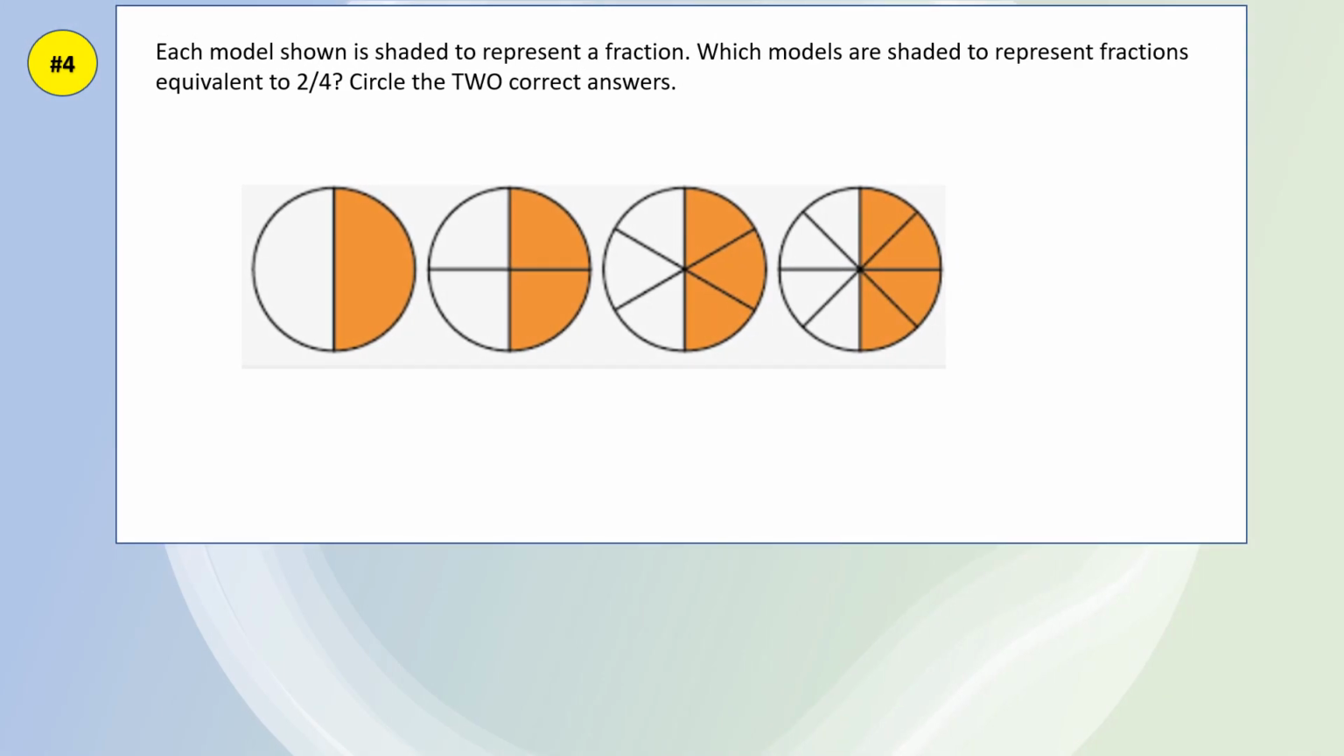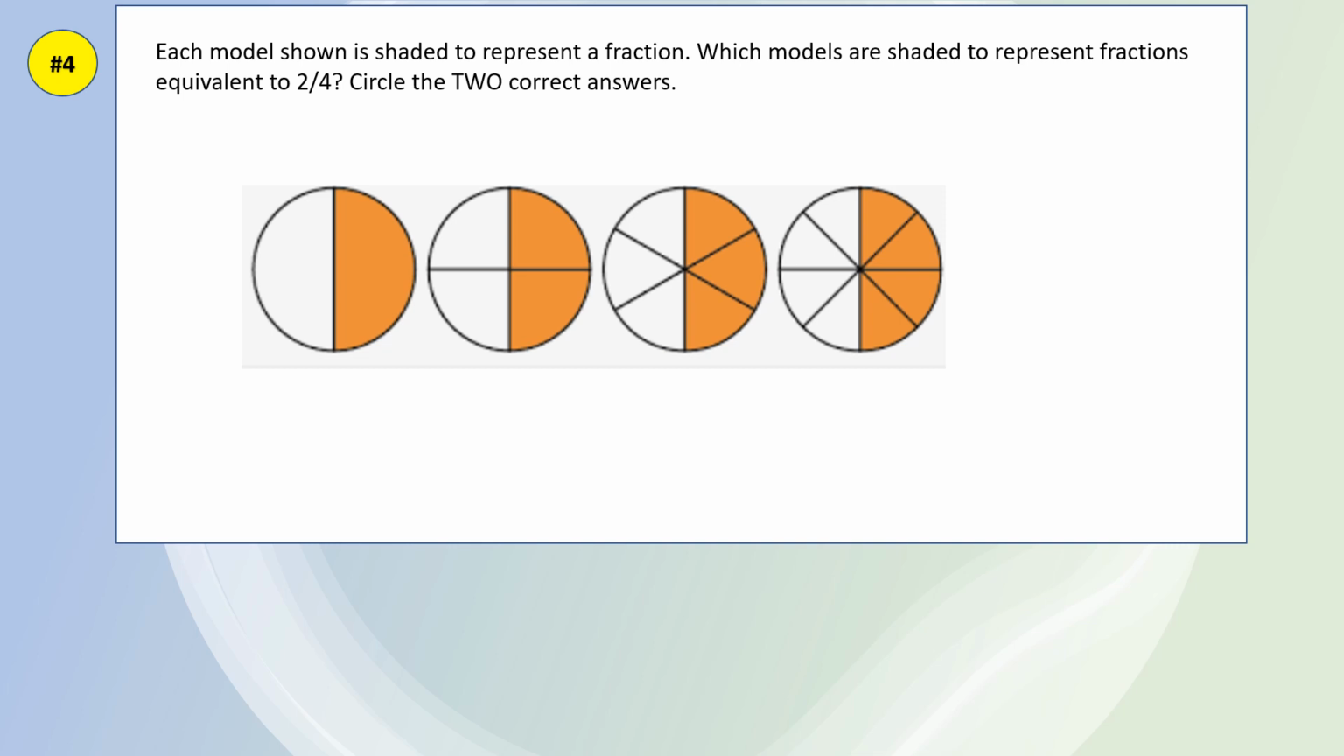Let's take a look at number 4. Number 4 says, each model shown is shaded to represent a fraction. Which models are shaded to represent fractions equivalent to 2/4? Now remember, equivalent means equal, okay? Circle the 2 correct answers. And be very careful because there will be quite a few questions on the STAR test that have more than one answer. Those are called multiple select questions. And it says circle the 2 correct answers. So there are 2 correct answers. And we have to make sure that it's equivalent or equal to 2/4.